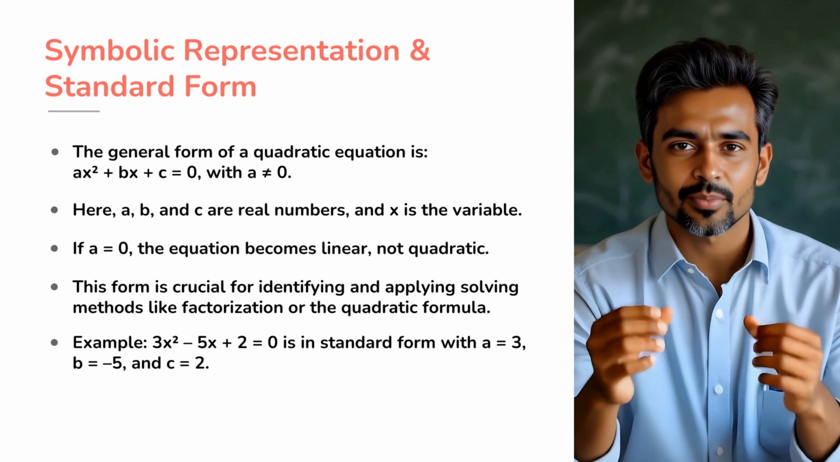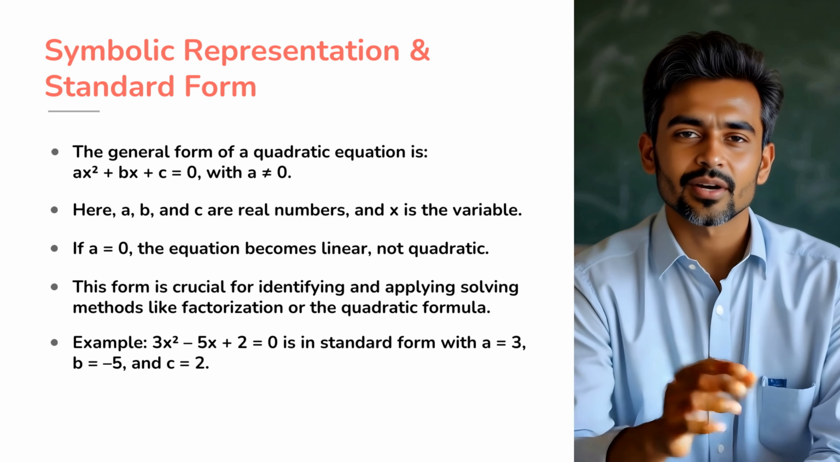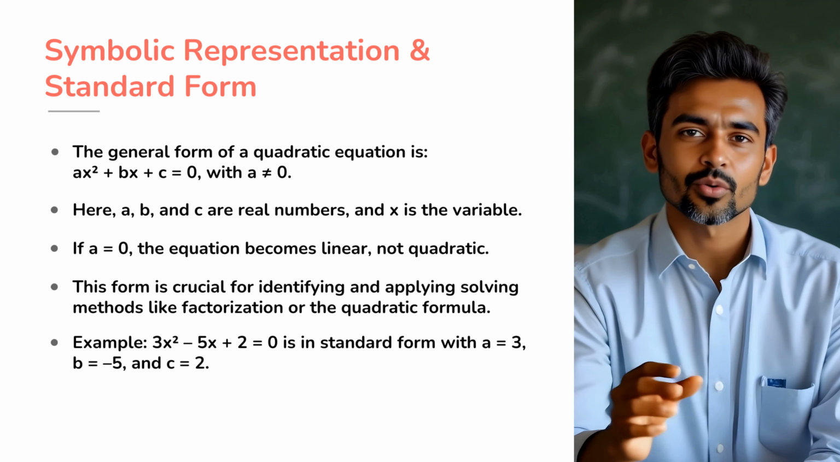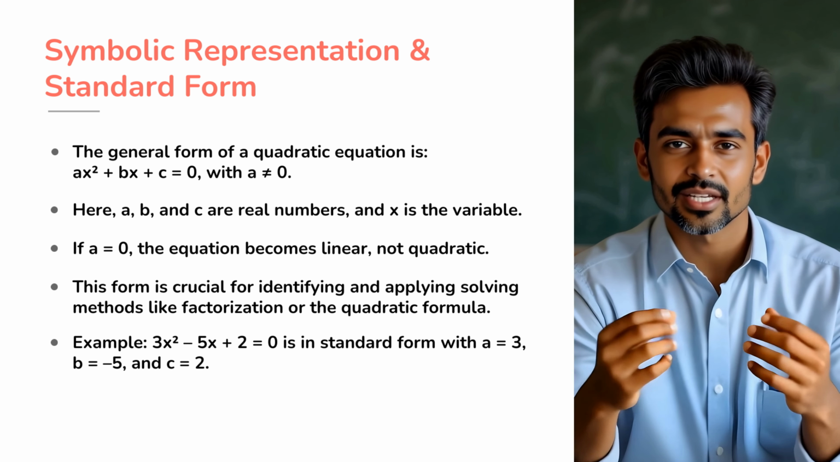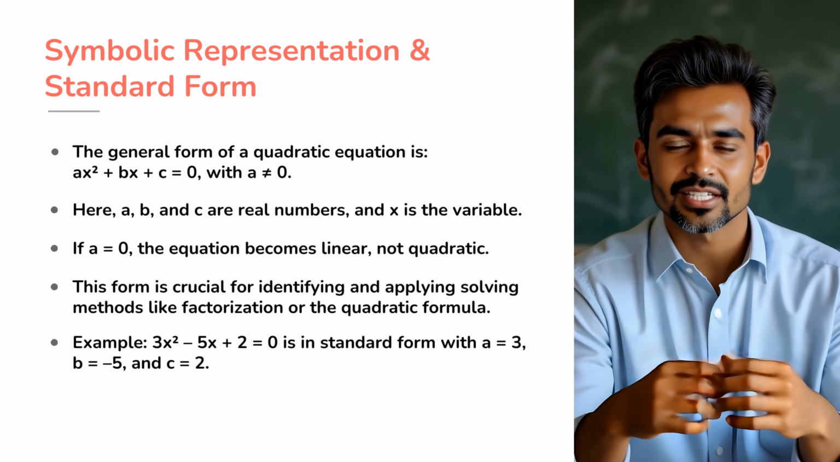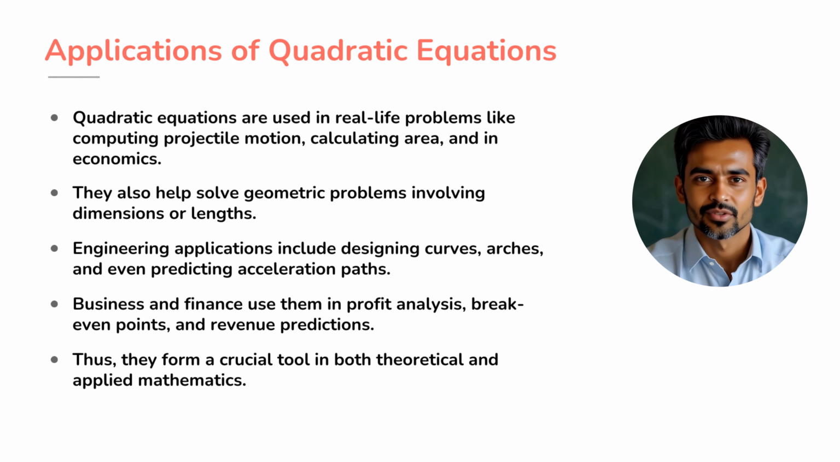Let's take an example, 3x squared minus 5x plus 2 equals 0. This matches the form where a equals 3, b equals negative 5, and c equals 2. So why should you care about quadratic equations? Let me show you how they pop up everywhere.